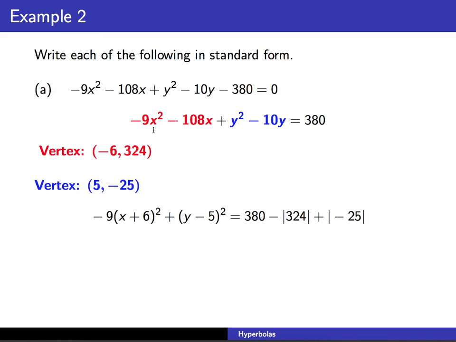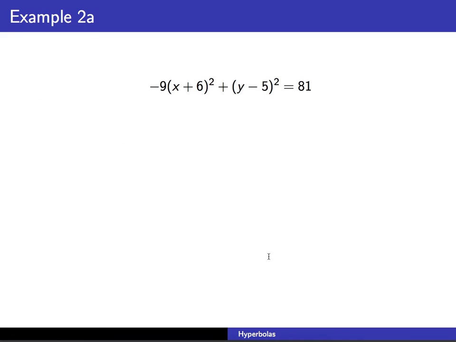So again, the x term had the negative in front of it, which means this y coordinate, when we take its absolute value, we're going to subtract it from our right-hand side, not add it. So when we simplify the right-hand side, we get 81. So we have negative 9 times (x plus 6) squared plus (y minus 5) squared equals 81. So we want to get this thing equal to 1, so we're going to divide everything on both sides by 81.